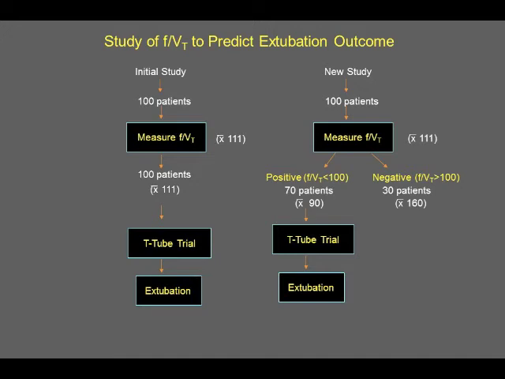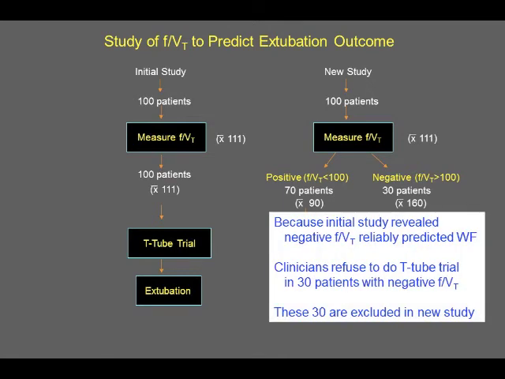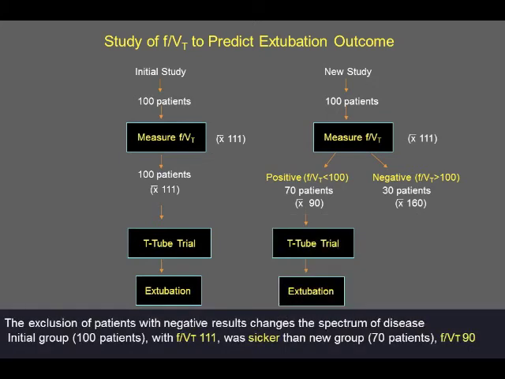Because the initial study revealed that negative F over Vt results were reliable in predicting weaning failure, clinicians refused to undertake a T-tube trial in the 30 patients with the negative F over Vt results. These are excluded from the new study. The exclusion of patients with negative F over Vt results in a change in the spectrum of disease.